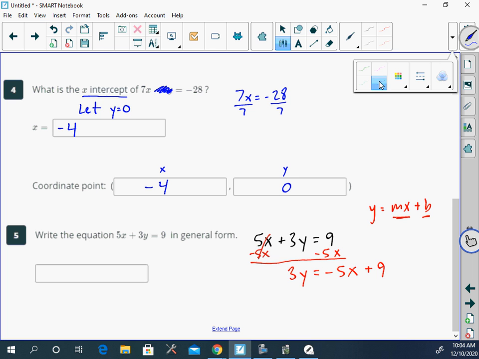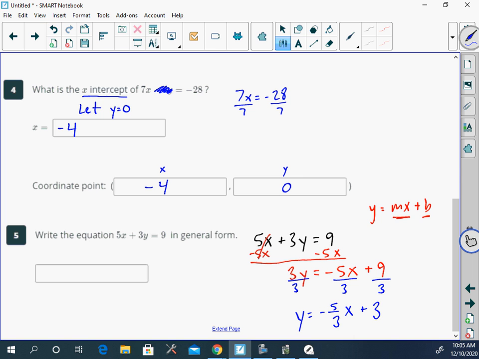Then I'm trying to get y by itself, so I'm going to divide each of the pieces here by 3. So now I just have y equals, this is the same as negative 5/3 x, plus 9 divided by 3 would just give me 3. So that's what I'm going to put in here. Y equals negative 5/3 x plus 3.